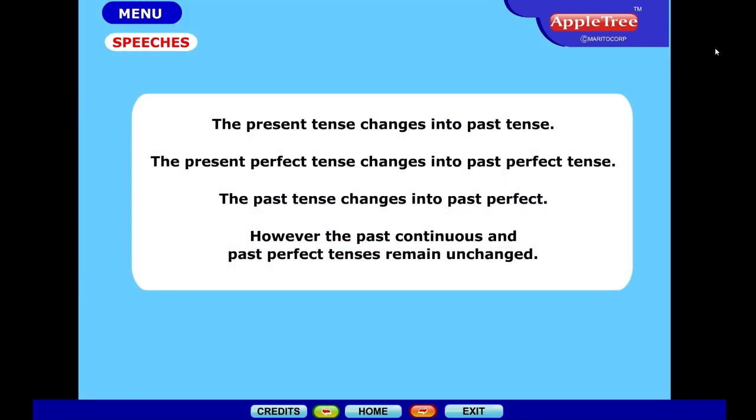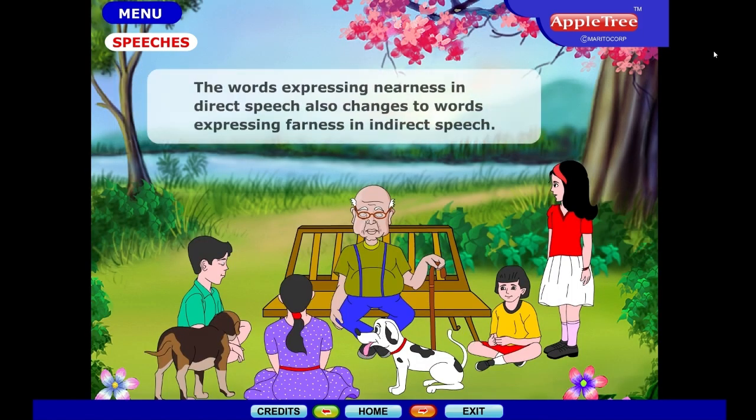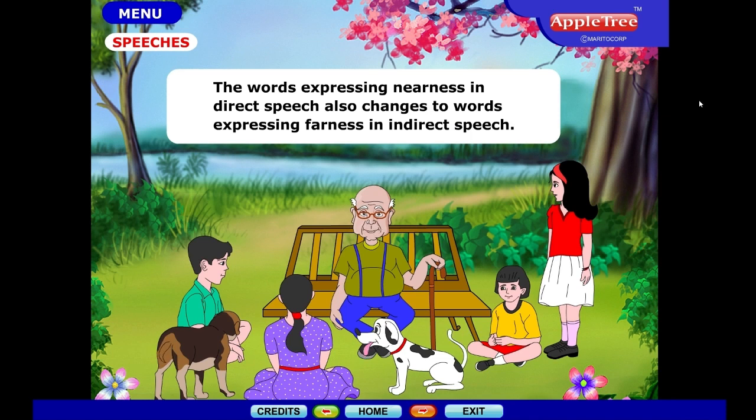The present tense changes into past tense. The present perfect tense changes into past perfect tense. The past tense changes into past perfect. However, the past continuous and the past perfect tenses remain unchanged. The words expressing nearness in direct speech also change to words expressing farness in indirect speech.